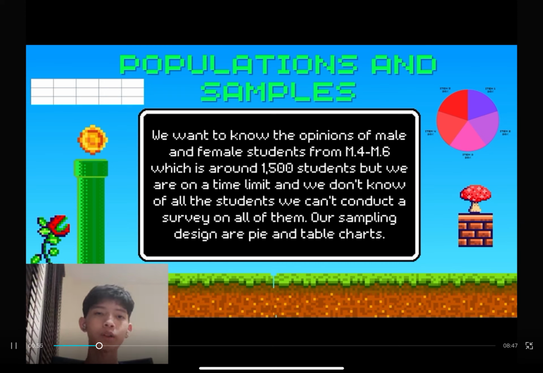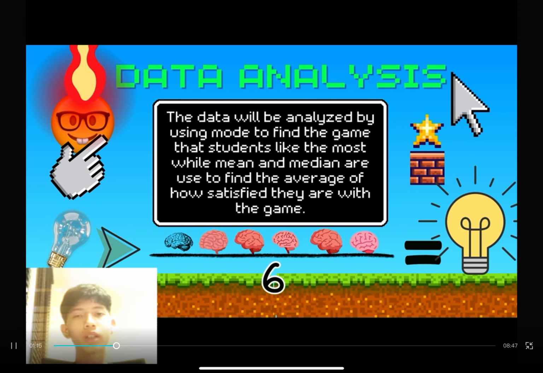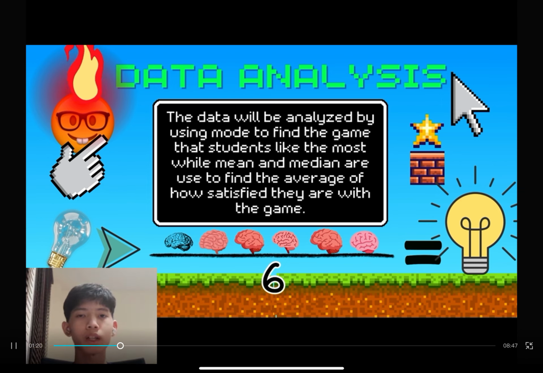In population and sample, we want to know the opinion of male and female students from M4 to M6. Since there are a lot of students and we are short on time, we cannot survey all of them, so we will use a sample and present a result using pie and table chart. And our data will be analyzed by using mode to find the game that students like the most and using mean and median to find the average of how satisfied they are with the game.